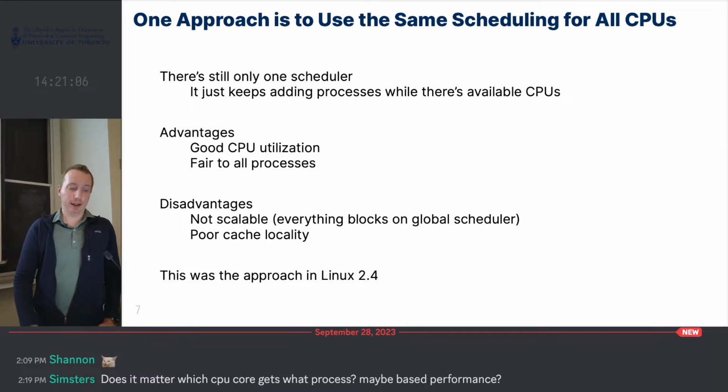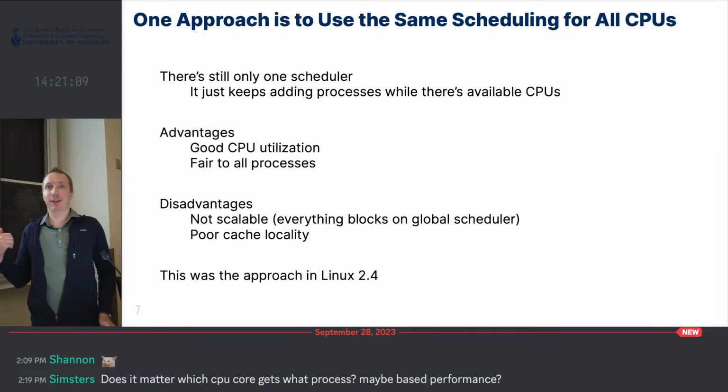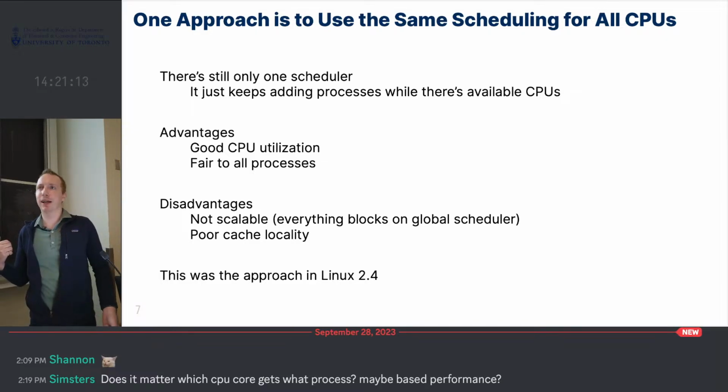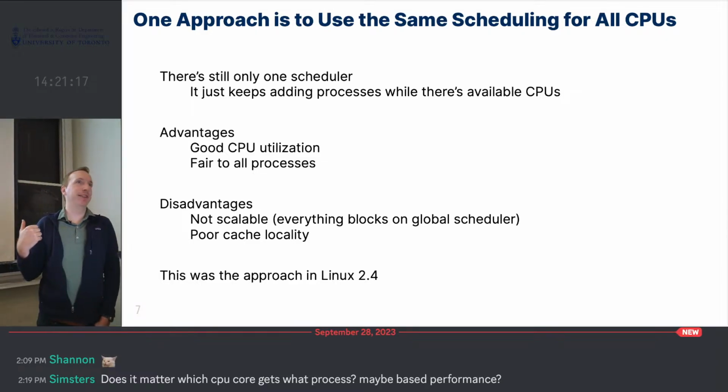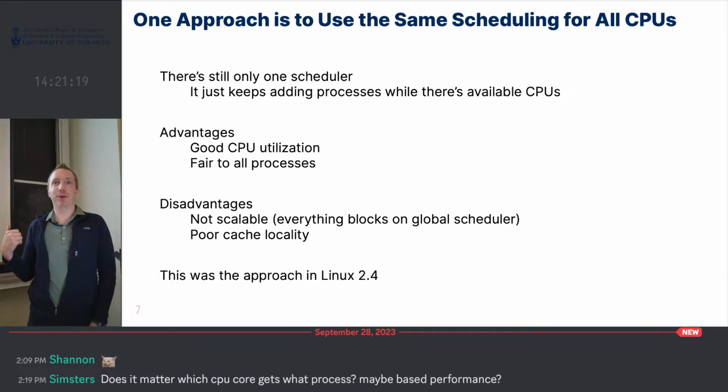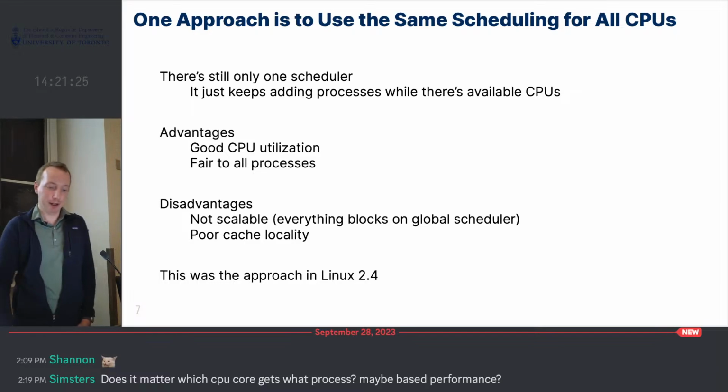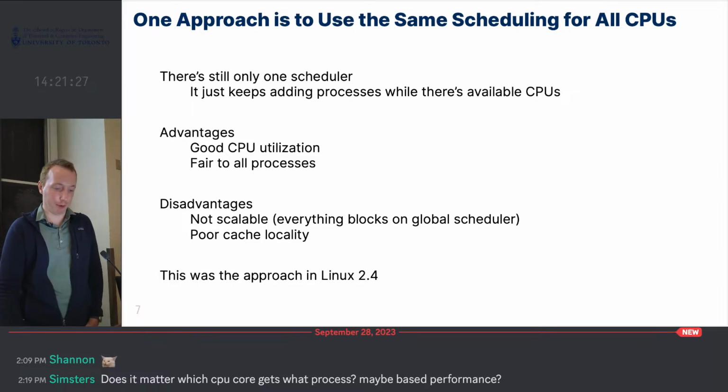But that big global scheduler is what was actually used in Linux 2.4, which was like sometime in the 90s probably. So back in those days, one CPU core was common. They didn't really care about having multiple CPU cores because only like billionaires had them. So this worked well for just normal plebs like you and me.